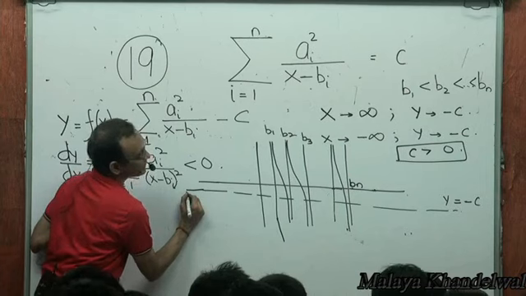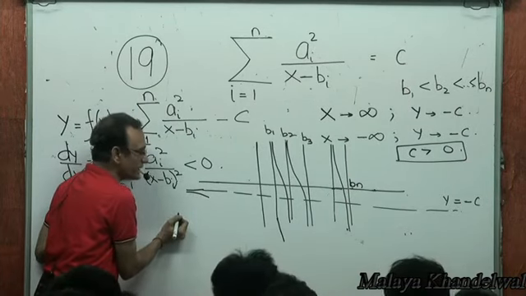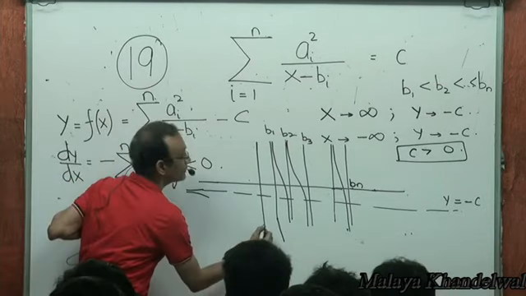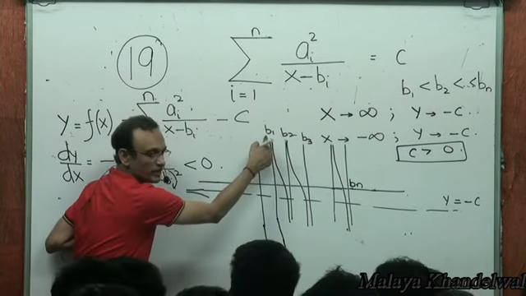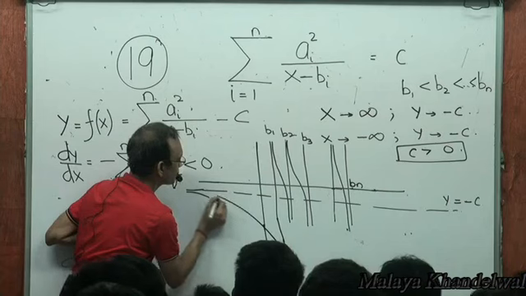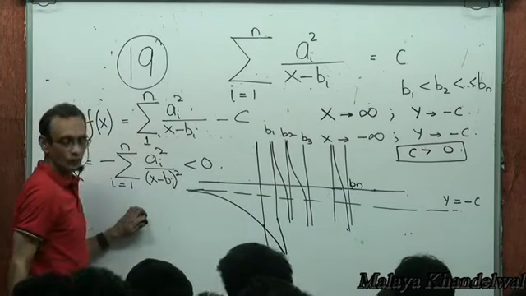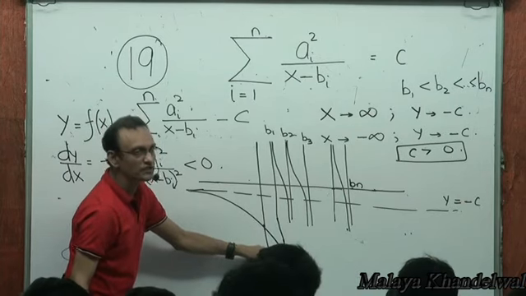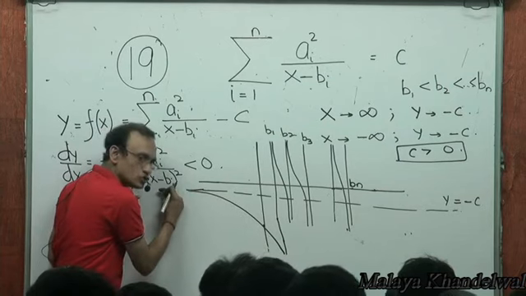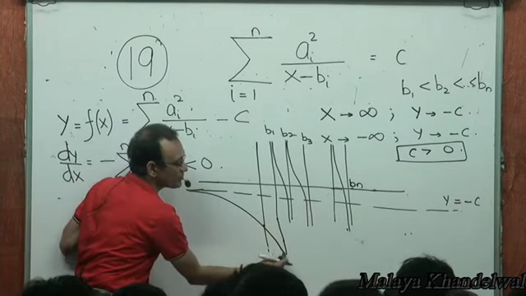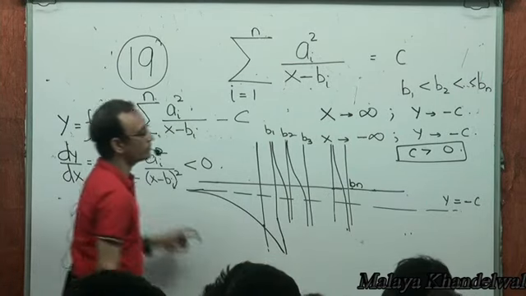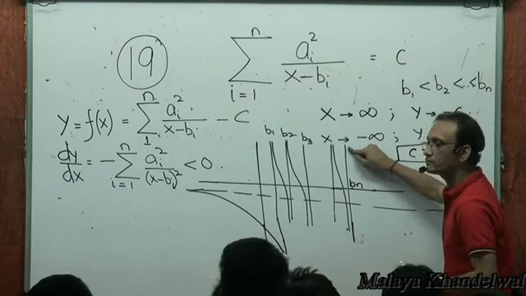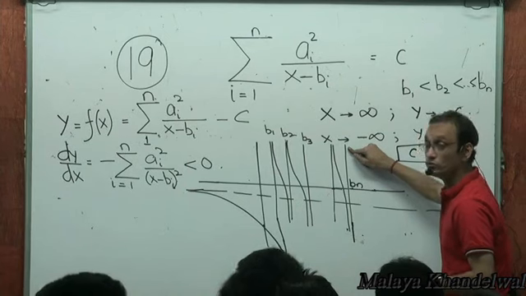As x tends to minus infinity, y tends to minus c, and it's decreasing everywhere. As x tends to b1 from the less than b1 side, it will tend to minus infinity. Yes or no? As x tends to minus infinity, y tends to minus c. As x tends to b1 from the less than b1 side, it tends to minus infinity. Okay. As x tends to bn from the greater than bn side, it will tend to plus infinity.